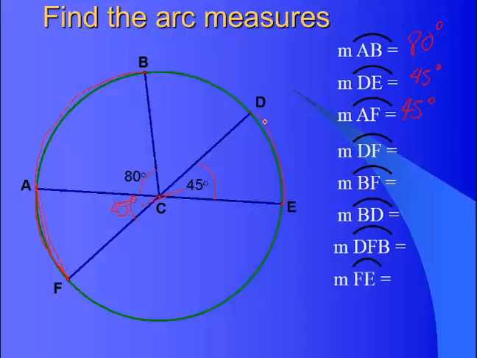Now we want DF, D all the way around to F. Well, DF is a chord going through the center, so this is a semicircle. It's created by the diameter. Half the circle is 180.